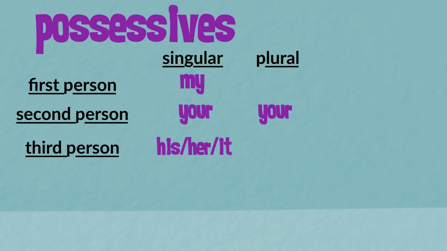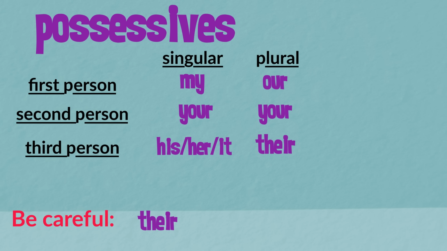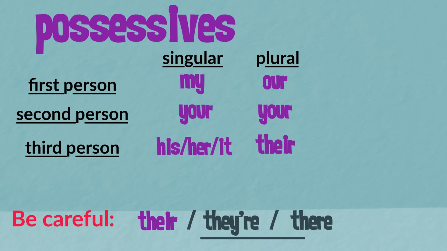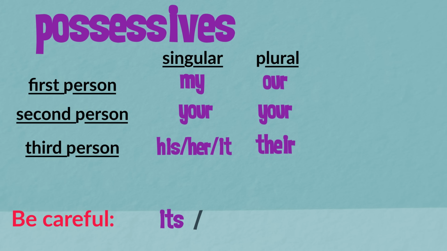For plural first person, we use our, and for plural third person, we use their. Be careful not to mix up these words. There, and they're. These two are not possessives. It's and its: it's is a contraction meaning it is, not a possessive. You're and your: you're is a contraction meaning you are. It's not a possessive.